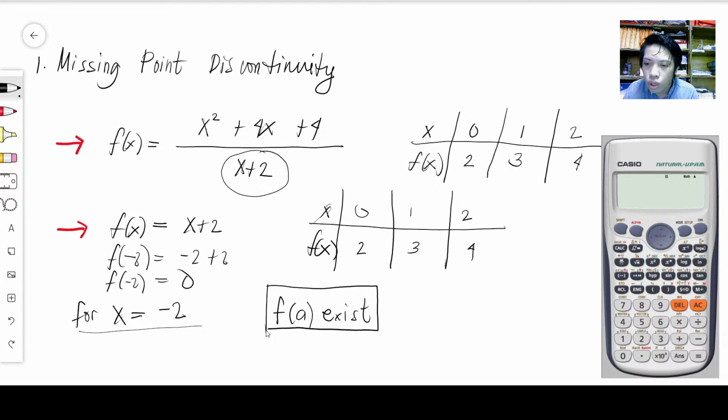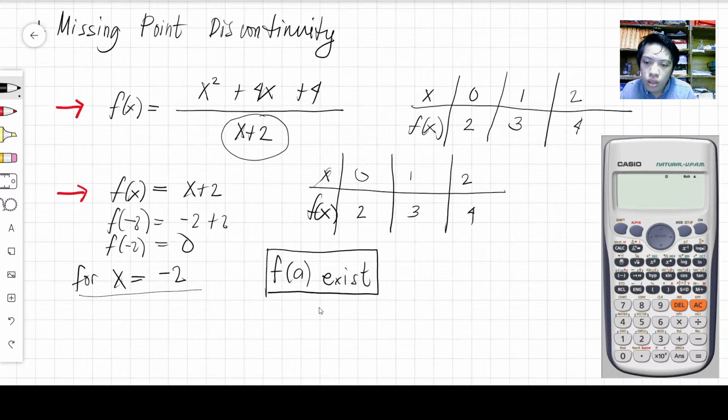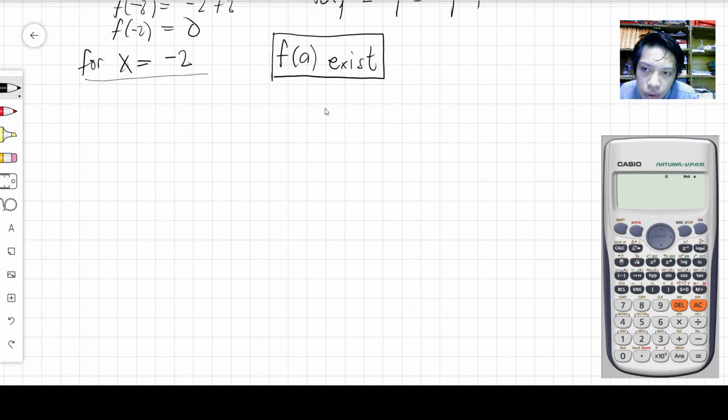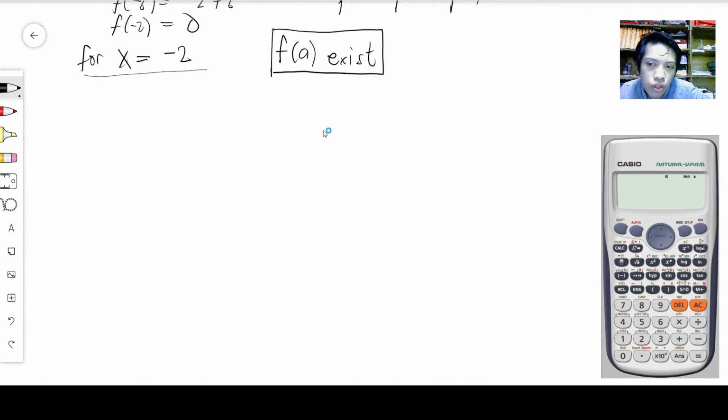Okay? Kasi kung it does not exist, ibig sabihin, when you substitute negative 2 to the function, the value is undefined. That's not a real number. That the value of f of a does not exist. Ibig sabihin, that function is discontinuous. And we call that discontinuity the missing point discontinuity. Okay, so number one criteria to say if a certain function is continuous is that dapat f of a exists. But it's not always the case.